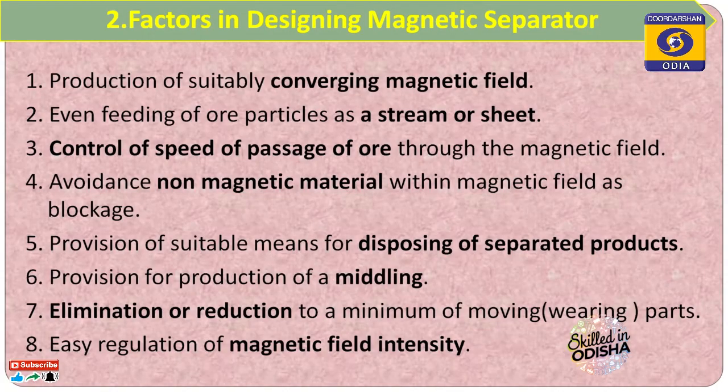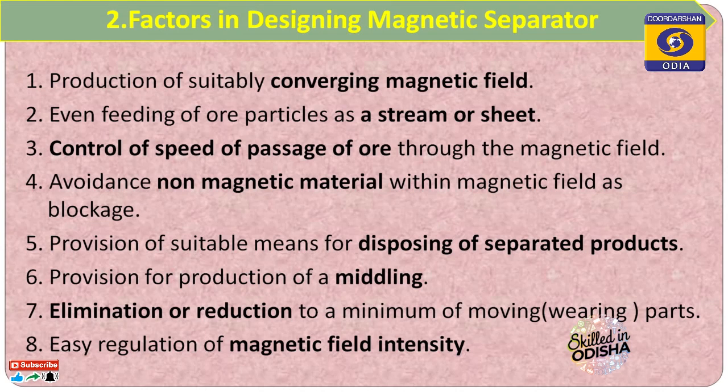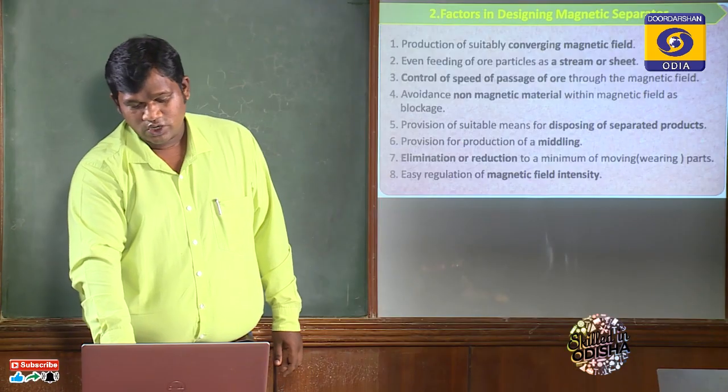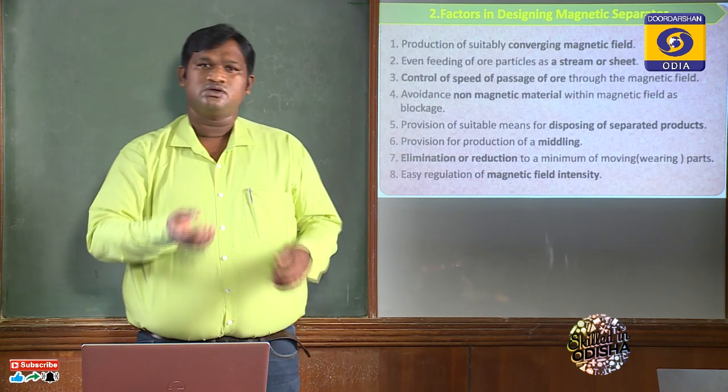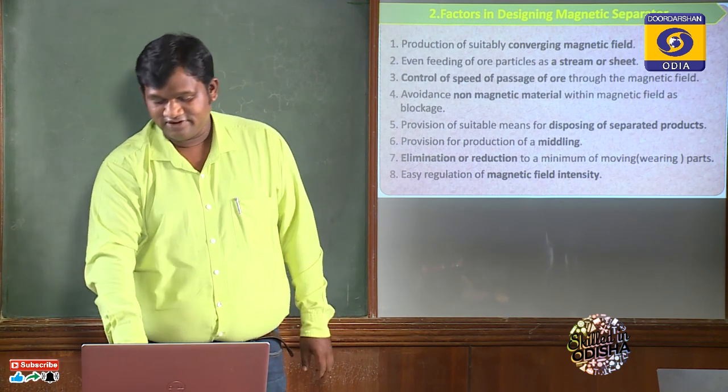Then provision for production of middling. What is basically middlings? Middling is something that is paramagnetic, that is weakly attracted by the magnet. Next, the seventh one is elimination or reduction to a minimum of moving wearing parts. So here we can eliminate or reduce the moving parts to a minimum. Then easy regulation of magnetic field. Obviously we can easily regulate the magnetic field intensity.